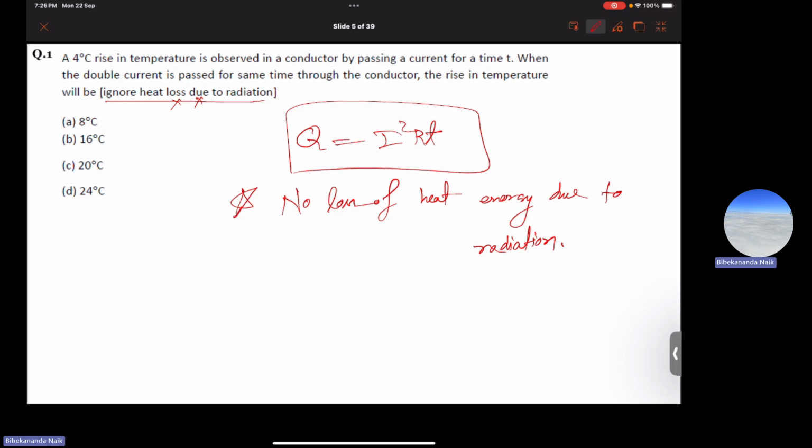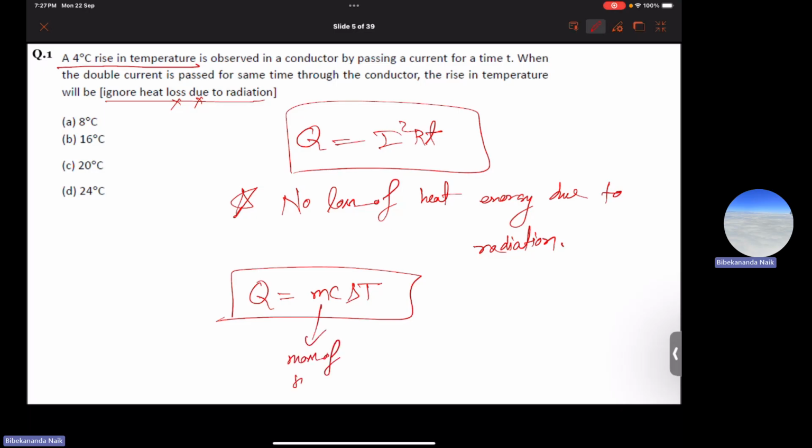Now if there is a 4 degree Celsius rise in temperature, what is the amount of heat required for a delta T rise in temperature? The amount of heat required for a delta T rise in temperature is given by the formula Q equals mc delta T, where m is the mass of that substance, c is the specific heat, and delta T is the change in temperature.